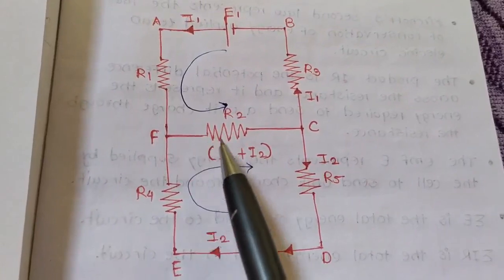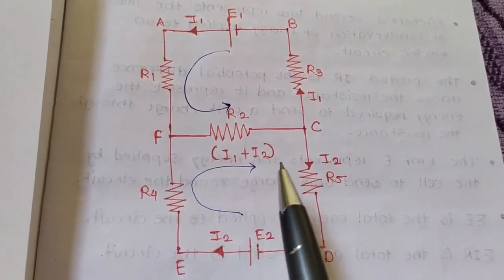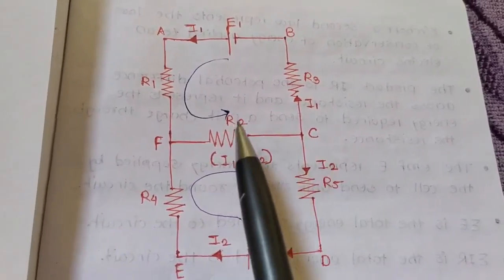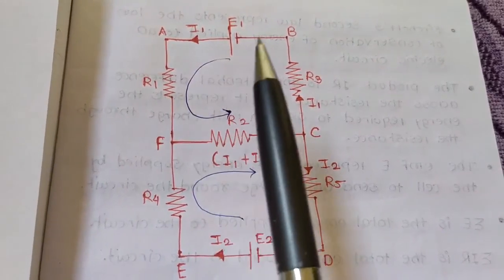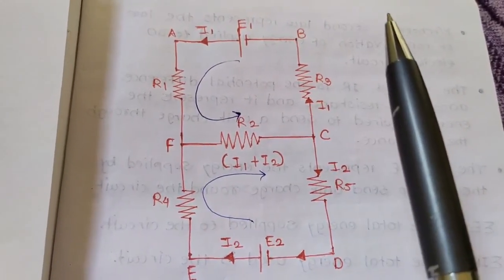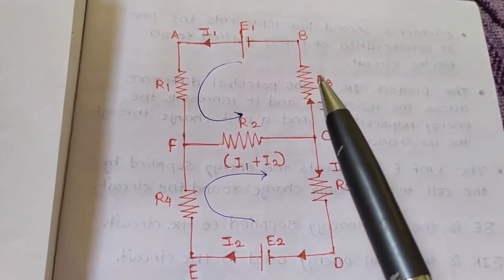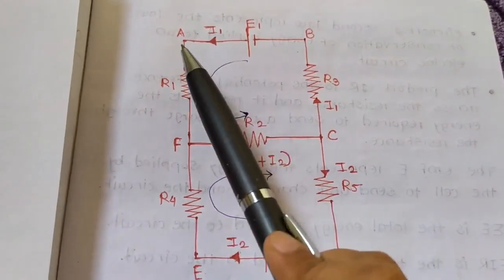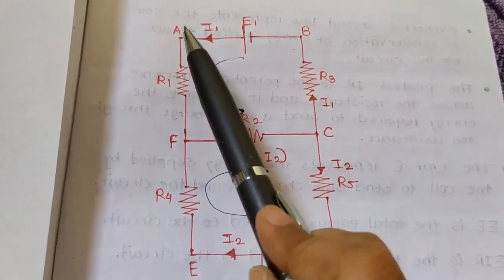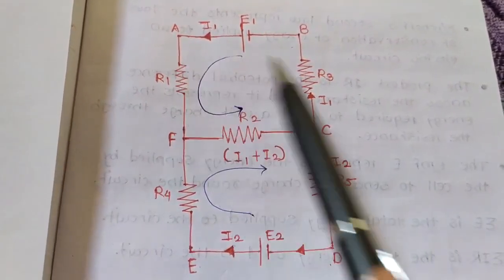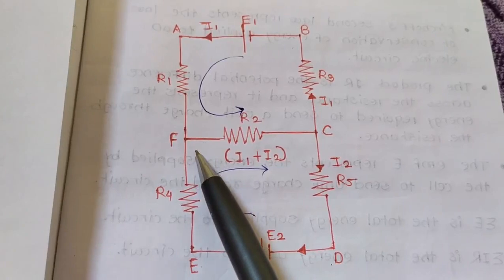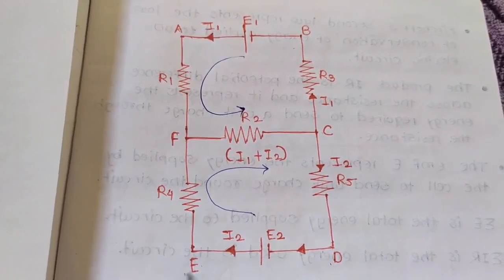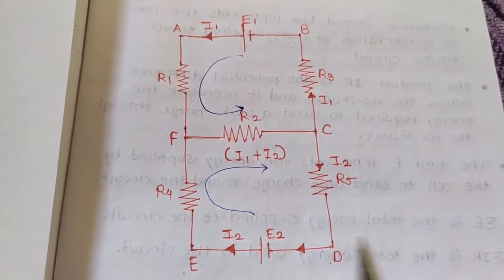Let's see, this is a circuit diagram. First, we have to find out what the loops are. See, here the circuit consists of 3 closed loops: A, B, C, D, E, F and again A; then A, B, C, F and A; and F, C, D, E and F.